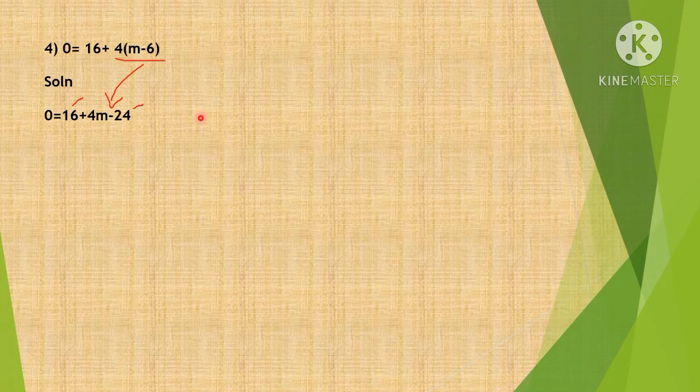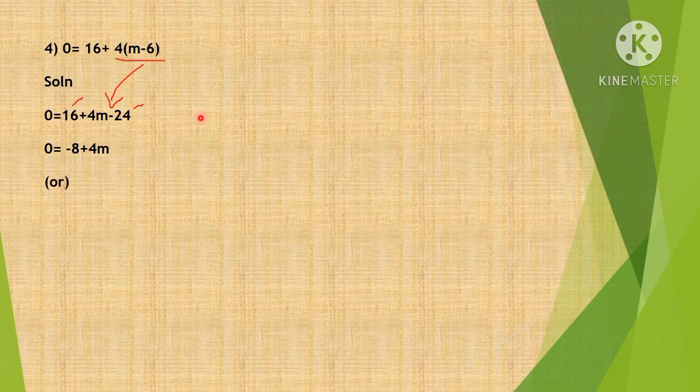Okay, so here you are having 16 and minus 24. Cancel it. Minus 24 plus 16. You will be getting the answer 8. 24 minus 16, you will be getting the answer 8. So what is the symbol? Minus 8, because 24 is the greater number. What is the symbol of 24 here? Minus. So 24 minus 16 gives 8, and 24 is the greater number, so the symbol is minus. So minus 8 plus 4m.